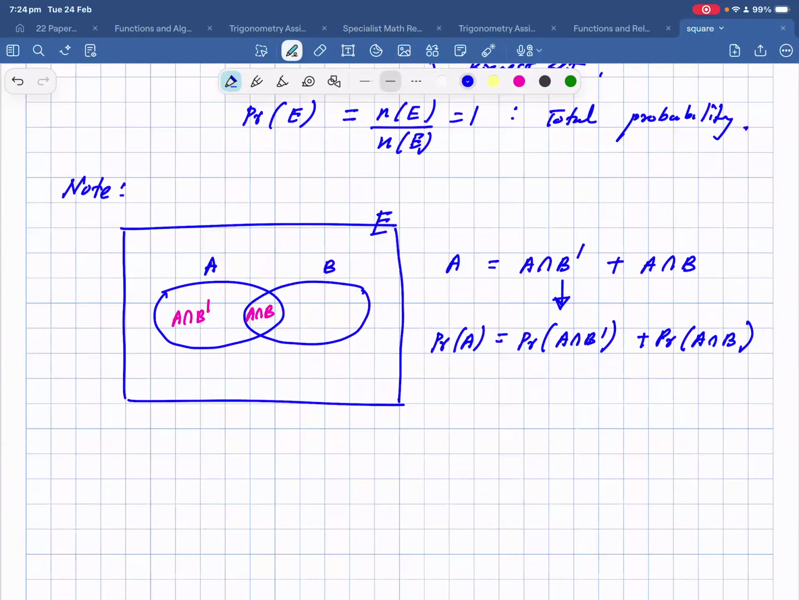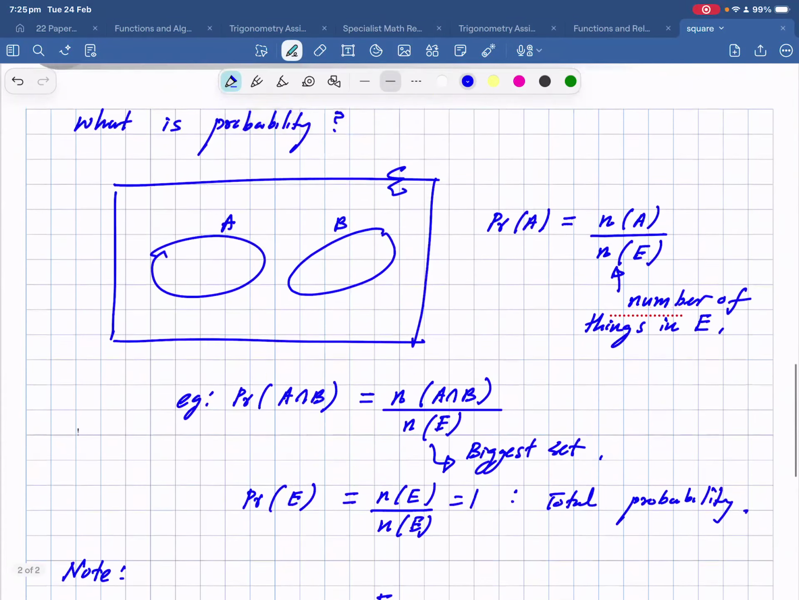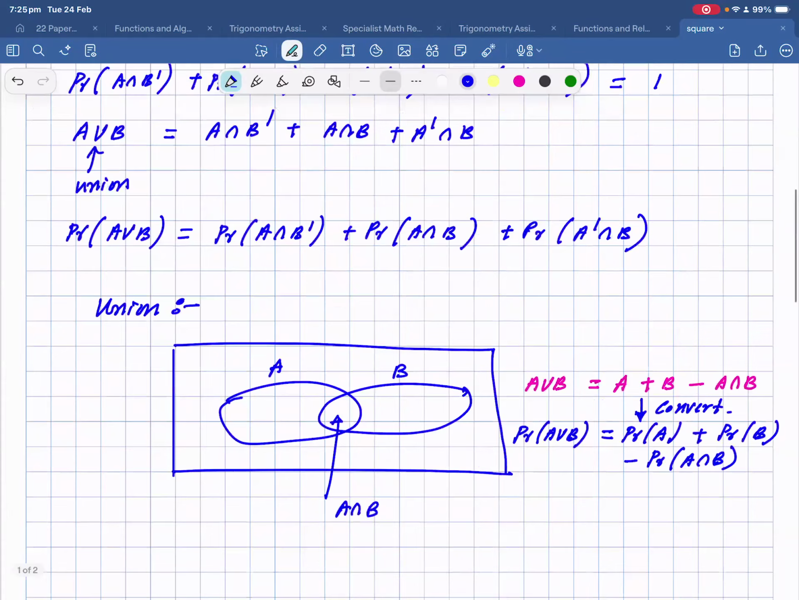So we understand that now, right? Now, if you think about probability of B, how do you write probability of B? This might come. Probability of B is probability of B intersection A prime plus probability of this. Okay. So yes, now we understood everything about Venn diagrams.